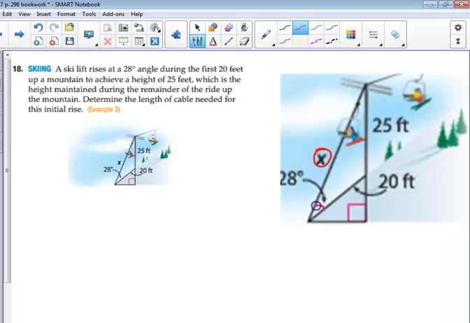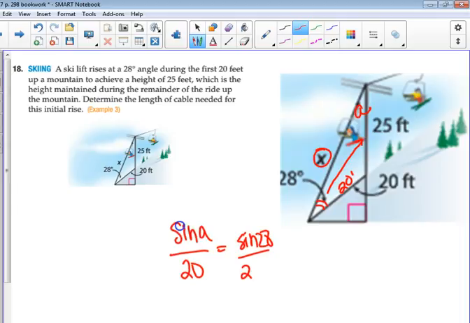But this is 28 degrees, and it's across from 25. This is 20 feet, because that's what that little arrow says. I think we have to find this angle up here first. I'm just going to call it A. I don't think we can do anything else. Sine of A is across from 20, the same way sine of 28 is across from 25.